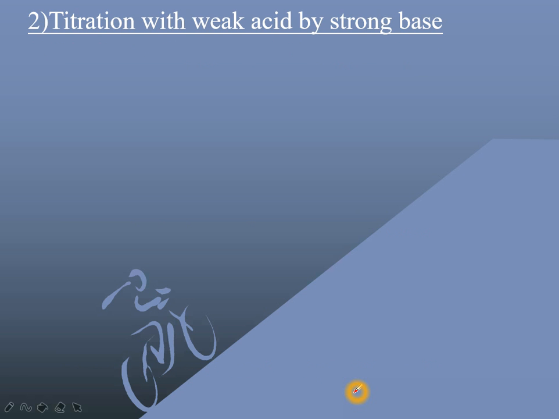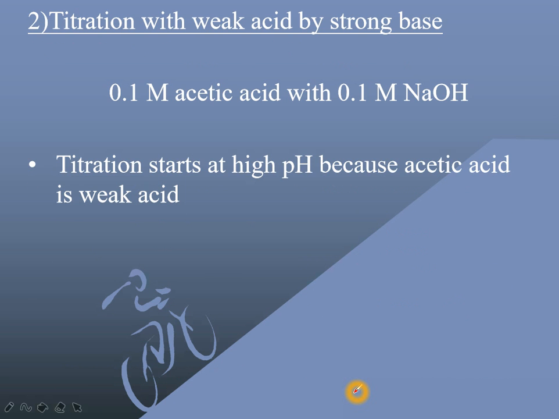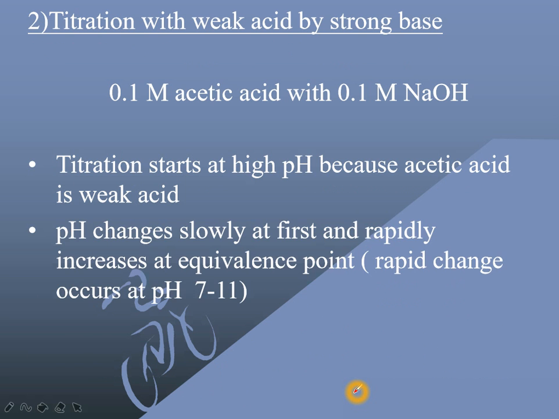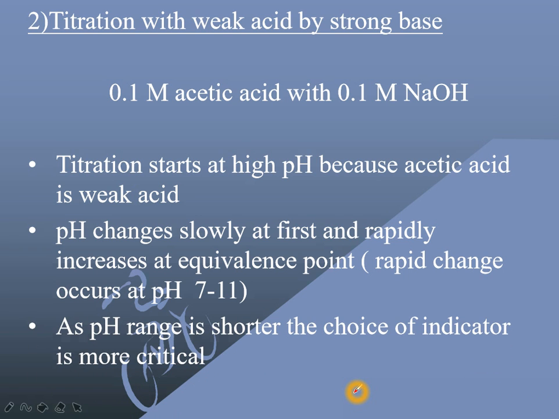Next is titration of a weak acid with a strong base. The example is titration between 0.1 molar acetic acid and 0.1 molar sodium hydroxide. This titration starts at a higher pH because acetic acid is a weak acid, and the pH changes slowly at first and rapidly increases at the equivalence point. That is, the rapid change occurs in a pH range of 7 to 11. As the pH range is shorter, the choice of indicator is more critical.